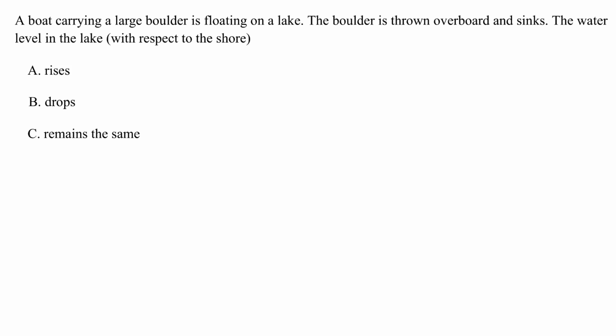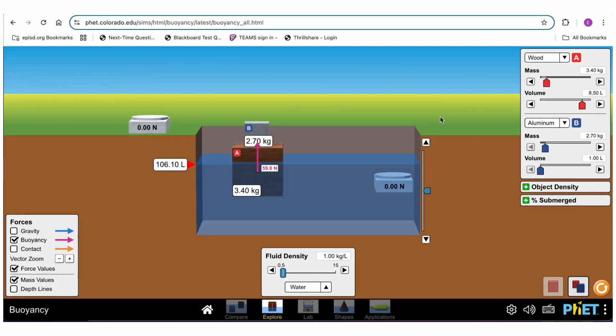and take a guess. Okay, to show the explanation for this video, I'm going to use a simulation. I don't have a boat or a boulder, but I have a wooden box or cube, and then an aluminum object. So what I'm going to do is move this object, drop it, and then it is going to sink. And we need to see what's going to happen with the water level. So let's write it down so we don't forget.